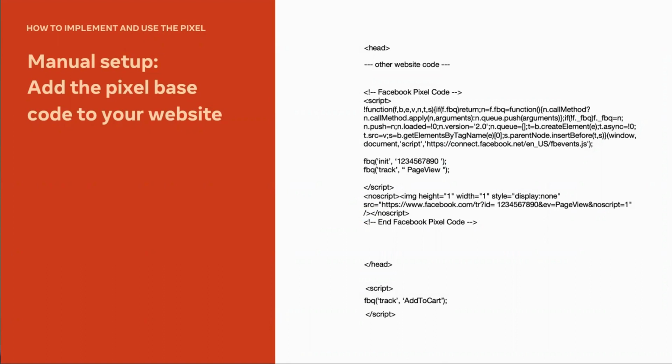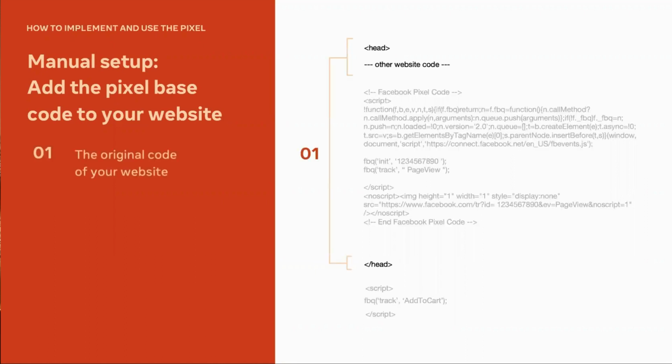Now, if you or your developer were adding it manually, you'll want to put that pixel base code in what is called the website header, and that's usually what it looks like when it's put in there. This is invisible on your website, but it is visible to browsers and different places that will read that. So Facebook is scanning your website to go, oh yeah, I can see the pixel code that has been implemented correctly.